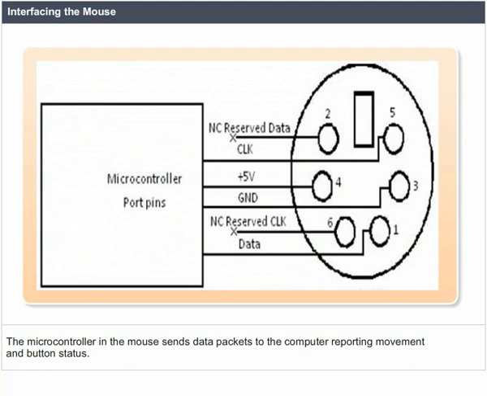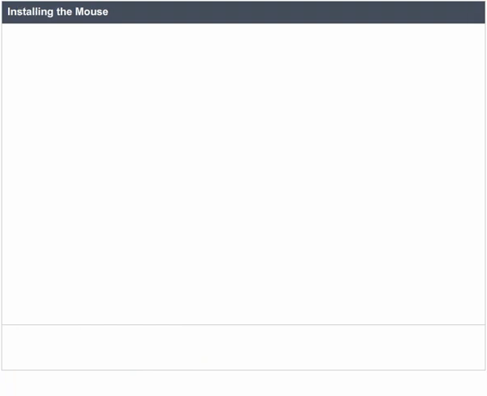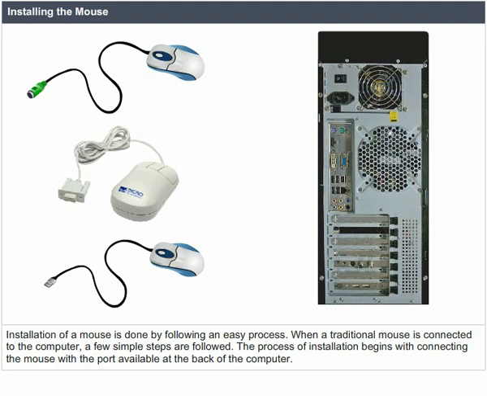It is necessary for the computer, or in this case the flex chips, to send the mouse an initialization command to have it start sending mouse data packets. This makes interfacing to the mouse more difficult than interfacing to the keyboard. Installing the mouse. Installation of a mouse is done by the following easy process. When a traditional mouse is connected to the computer, a few simple steps are followed. The process of initialization begins with connecting the mouse with the port available at the back of a computer. When the verification to the correct port is done, the mouse can be installed easily.